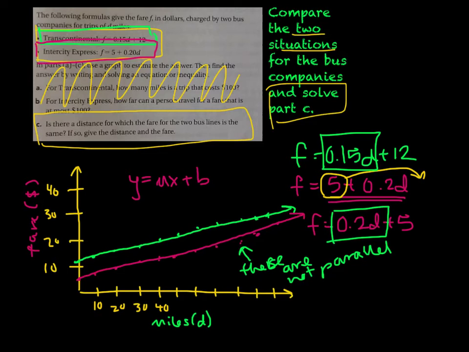So eventually this second equation, Intercity Express, is going to tell you that if you're traveling for a long, long distance, maybe it's not actually the best situation because you might be paying more than transcontinental. Transcontinental, however, it looks like for at least these shorter distances is more expensive. So based on that, we could eventually say, they're going to cross. So is there a distance for which the fare of the two bus lines is the same? We can say yes, there is. And it says also, give the distance and the fare.